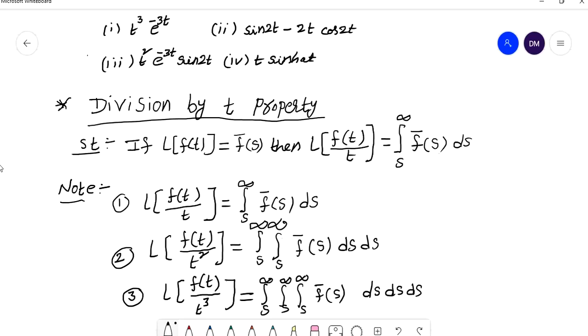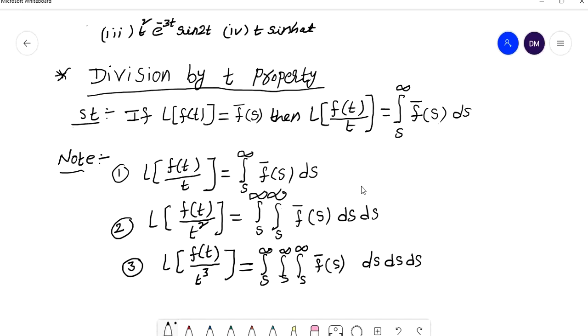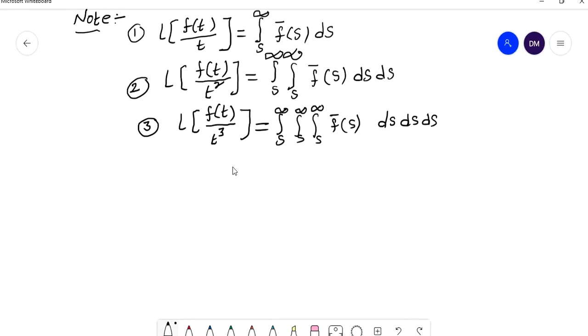So like that you can write it up to t power 4, t power 5, t power 6, and so on. So this is the division by t property, division by t square property, division by t cubed property, and like that division by t power 4. Okay, so now we have to know the problems on division by t property. One by one we have to see that.